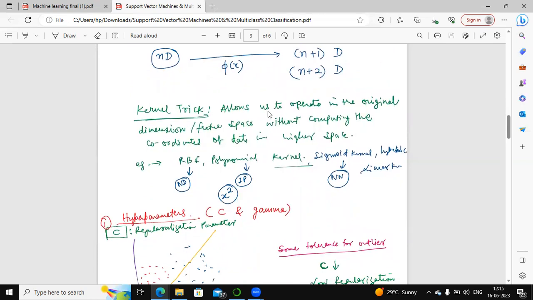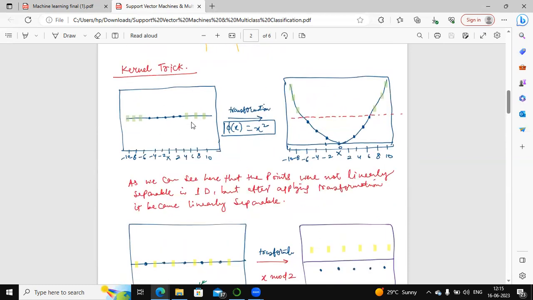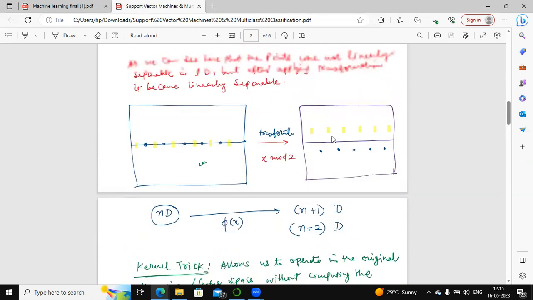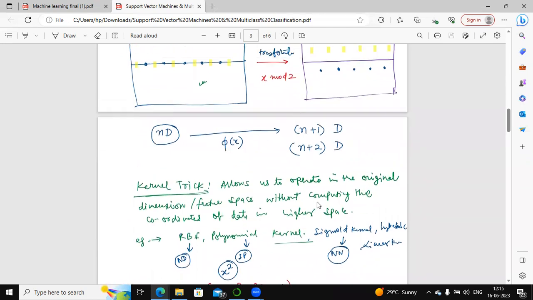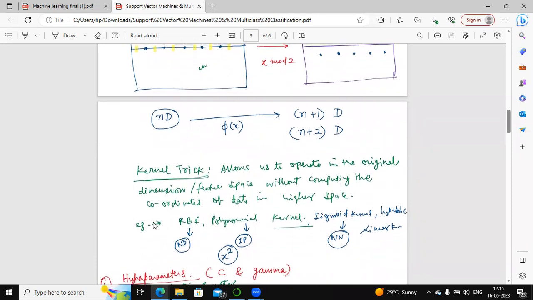The kernel trick allows us to operate in the original dimension, or feature space, without computing the coordinates of our data in higher space. So we have not computed the coordinates of the data in higher space. We have operated in the original space itself using the transformation technique. Examples of this are RBF, polynomial kernel, sigmoid kernel, and hyperbolic.